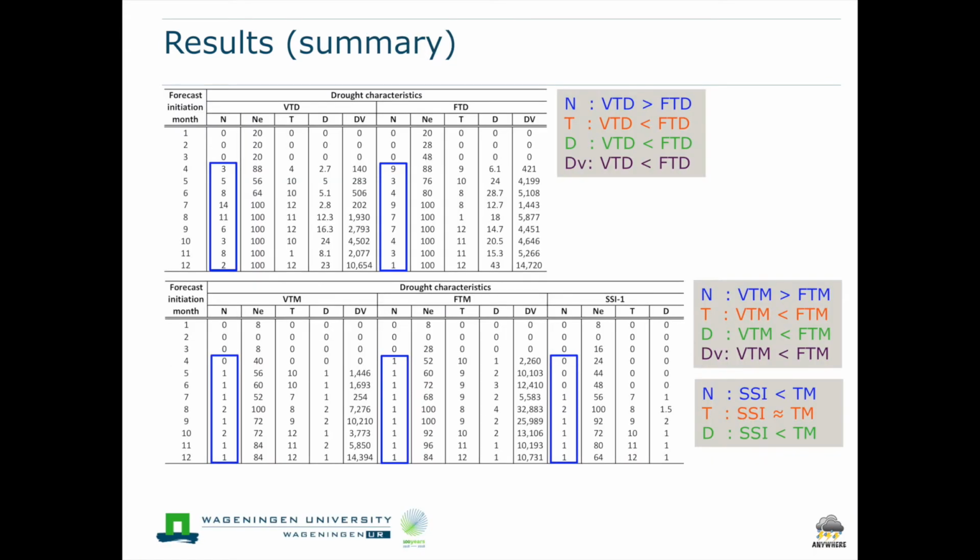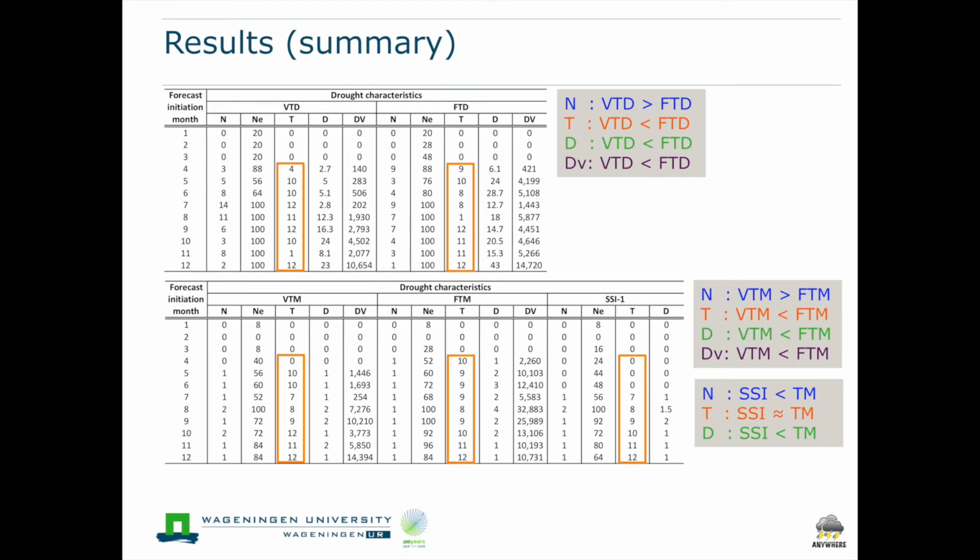A summary of reforecasted drought characteristics for the Rhine River using forecast initiated from January to December 2003 is given in these tables. For drought frequency, it is shown that VTD and VTM forecast higher frequency than the FTD and FTM. The SSI1 in general forecasts lower drought frequency than the threshold methods. For the timing, the VTD and VTM forecast earlier timing than the FTD and FTM, while the SSI1 forecasts more or less equal timing with the threshold methods.